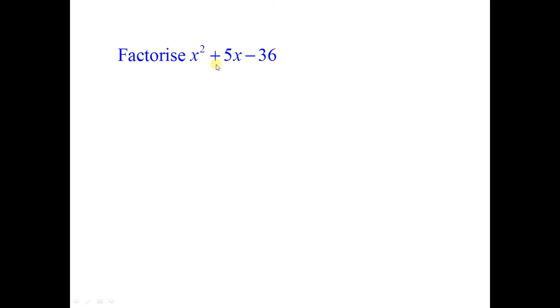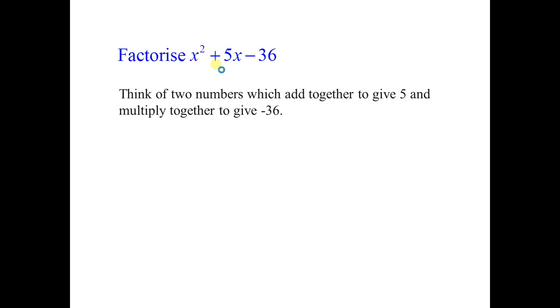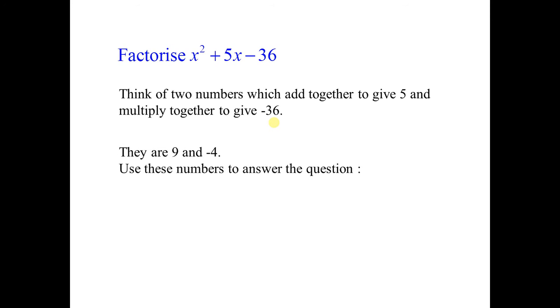Let's try this one. This time I need to find two numbers that add to give 5 and multiply to give minus 36. Don't forget the minus sign, very important. So two numbers that add to give 5 and multiply to give minus 36. What are those numbers? Use your brain and hopefully you'll come up with the right answer: 9 and minus 4. And those are the two numbers you stick into the brackets. The brackets both begin with x, and the two numbers appear here and here, 9 and minus 4. Again, the order doesn't matter.